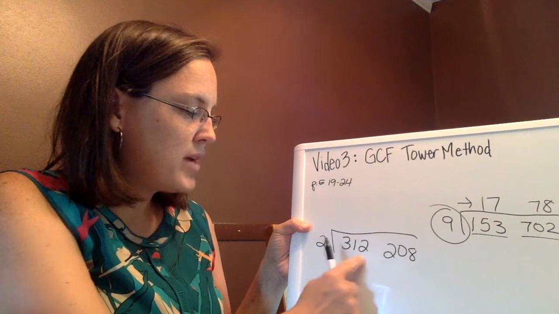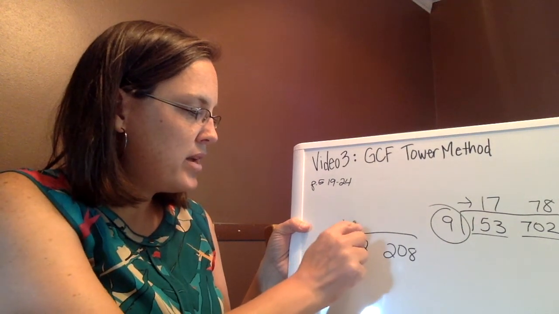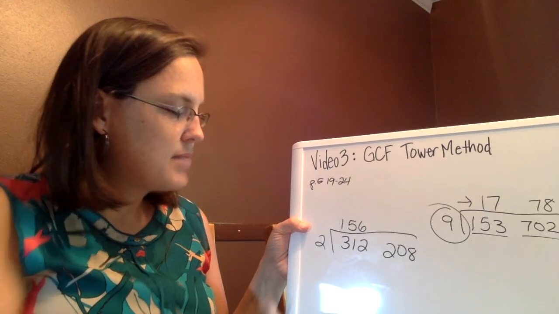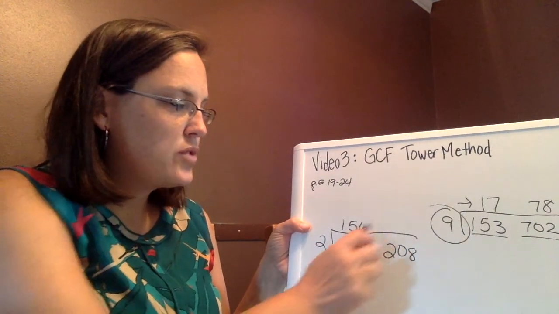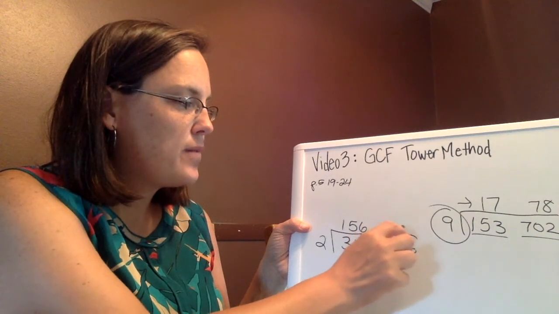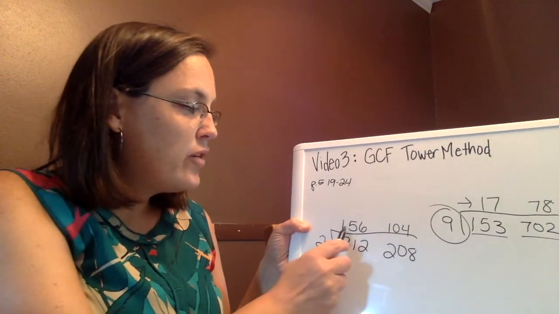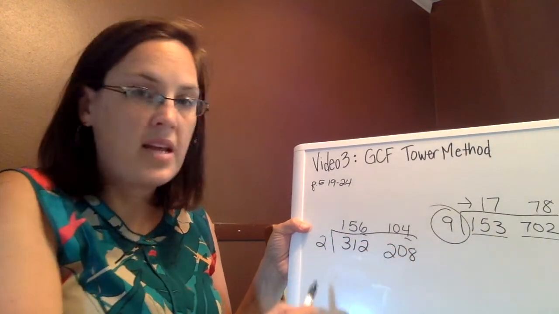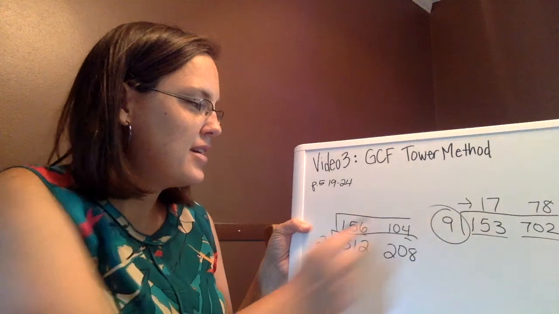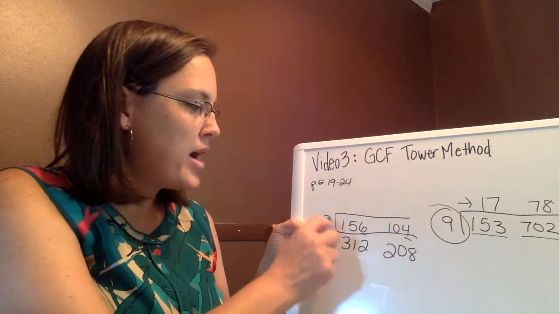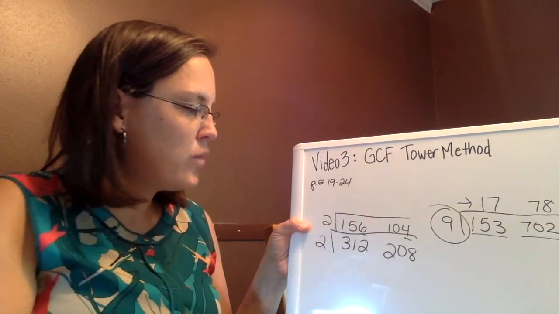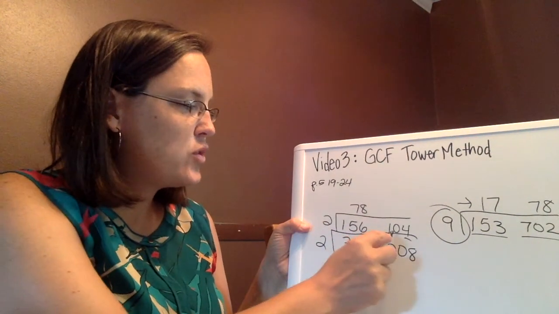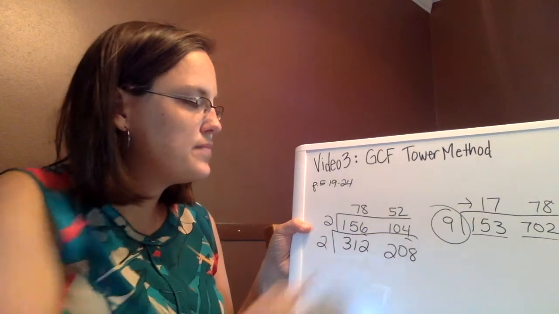2 is a factor of 312, and that is 156, I believe. Yes. And 2 into 208 is 104. Okay? 156 and 104 also have a common factor of 2 because they both end in even numbers. So I'm going to make another division symbol on top and bring out another 2. 2 into 156 is 78, and 2 into 104 is 52.